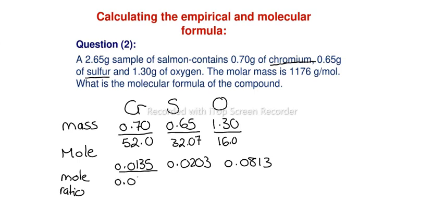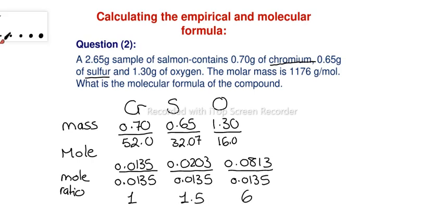So 0.0135 divided over 0.0135, and finally 0.0135. Using the calculator, this would be a 1, this would be a 1.5, and I have here a 6.